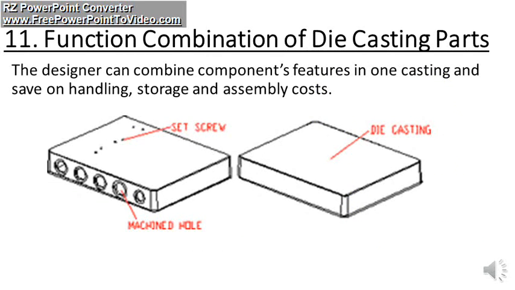11th, function combination of die casting parts. The designer can combine component features in one casting and save on handling, storage and assembly costs.